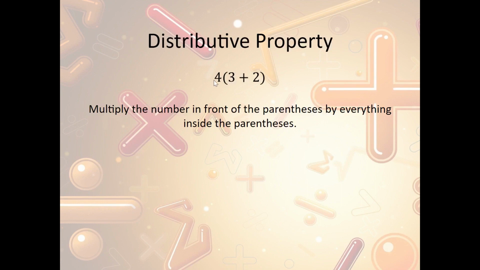Distributive property. So we have 4 times 3 plus 2. So what we're going to do is we're going to multiply the number out front by everything inside. So 4 times 3 plus 2 could be 4 times 3 plus 4 times 2. So that's 4 times 3 is 12, and 4 times 2 is 8. When we add those together, we get 20.